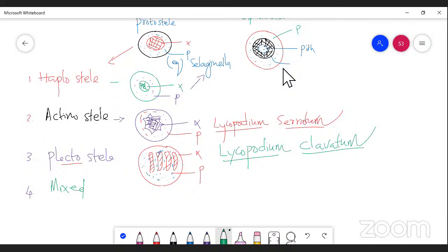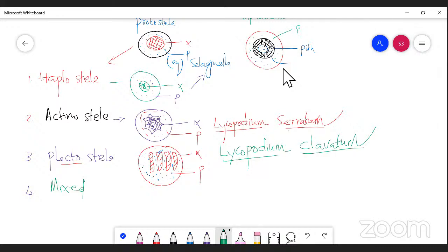Sometimes the question is, what is called plectostele? Students, are you going to understand? If the question is asked, you can write just plectostele is a type of stele in which xylem core is broken into a number of plates, and this is called as plectostele. Example, Lycopodium clavatum. Sometimes one more question you can expect, that's an example of plectostele. If it is asked, you can just mention Lycopodium clavatum is an example of plectostele.